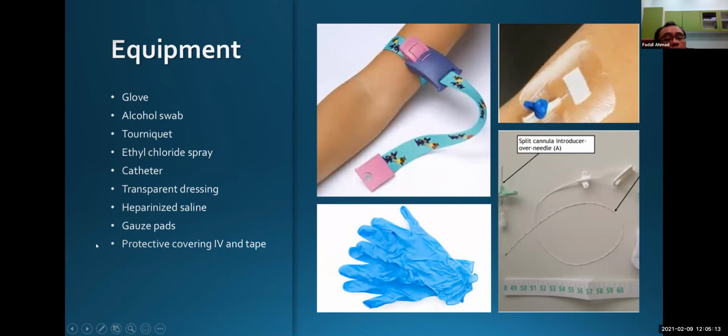Ethyl chloride spray tu pakai untuk apa? Saya baca dia spray dekat injection. Dia tak pakai spray lah, oi. Swab dia terus.